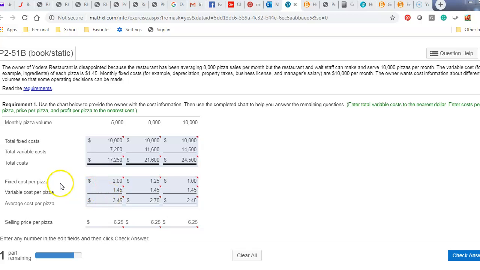Now let's look at the fixed cost per pizza. That calculation is not too difficult, because all you need to do is take the fixed cost, which is 10,000, and divide it by the number of units, which is 5,000. If you take the 10 divided by 5, you get the 2. And the same would be here. You take the 10 divided by the 8, you get the 1.25. And if you take the 10 divided by 10, you get the $1. So that's how you calculate the fixed cost per pizza.